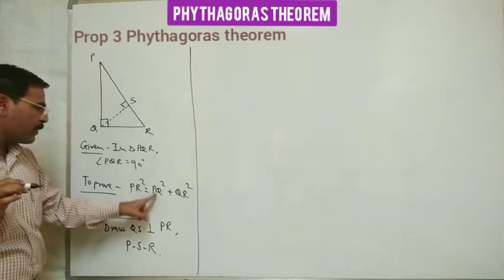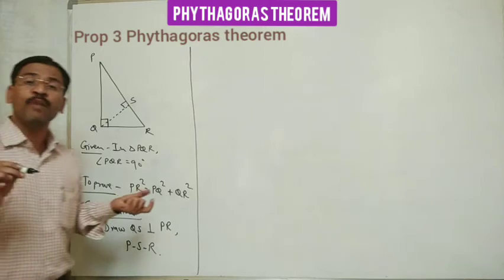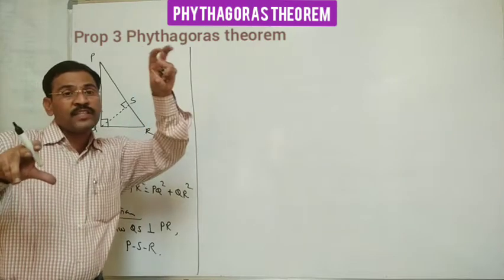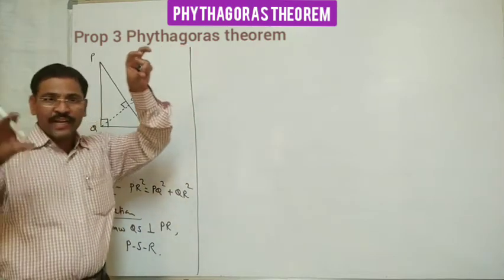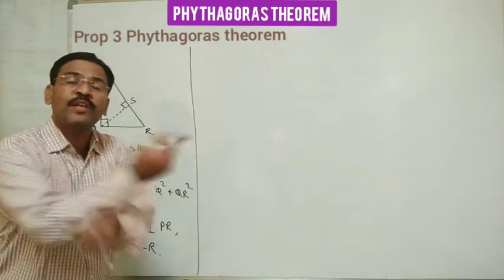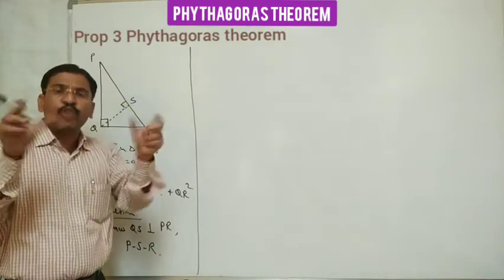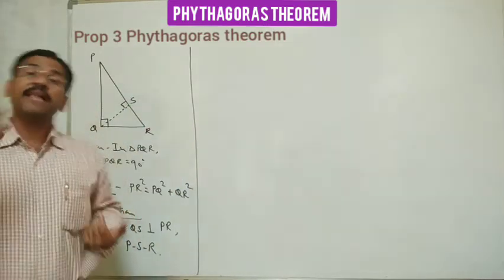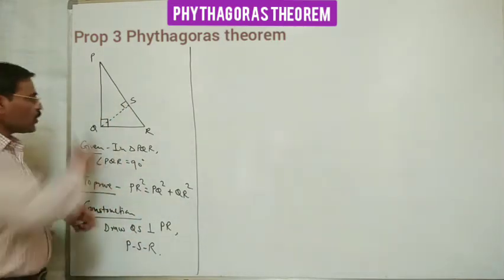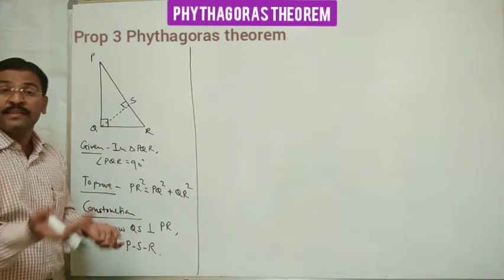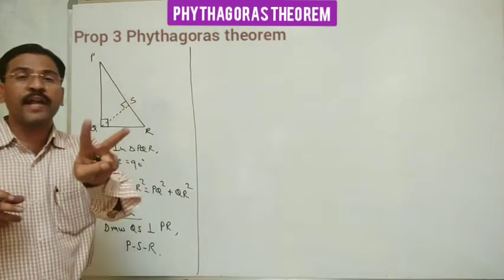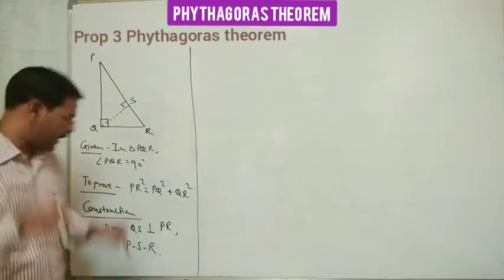See here, PR square, PQ square, QR square. What are these? PR square means PR into PR. When we get PR in the numerator of the first ratio, and PR in the denominator of the second ratio, and they are equal, then by going with cross multiplication, we'll get PR square. This ratio comes when two triangles are similar, then sides are in proportion. Means what? Look here, we need PR square. So obviously we know here how many triangles are there? There are 3 triangles. Now we have to choose out of these 3 triangles, 2 triangles in which PR should be there.